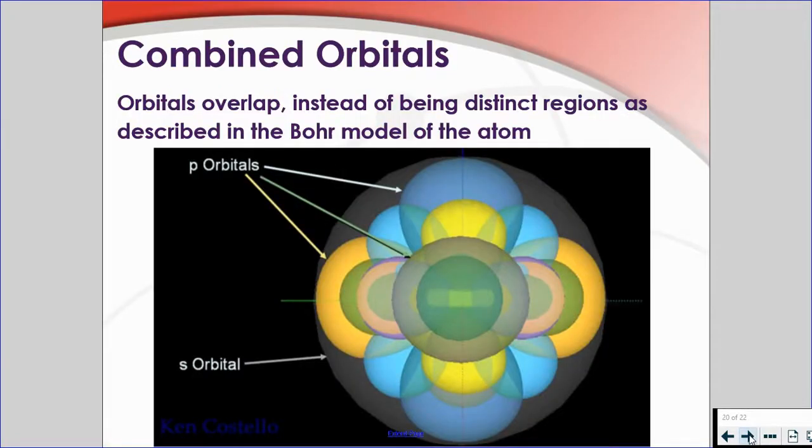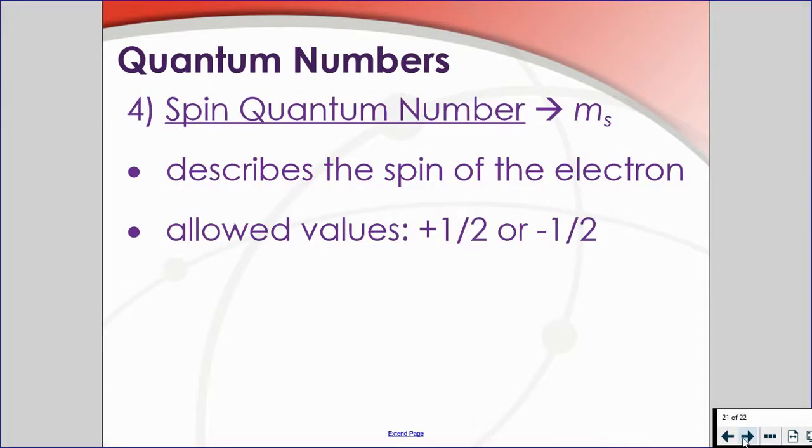It should be noted that all of these orbitals overlap one another. As you can see from this diagram, when you draw all the orbitals in an atom, it gets quite complex. So when it comes time to draw 3D orbitals, we will only be focusing on the orbitals within the same energy level. The fourth number is the spin quantum number.